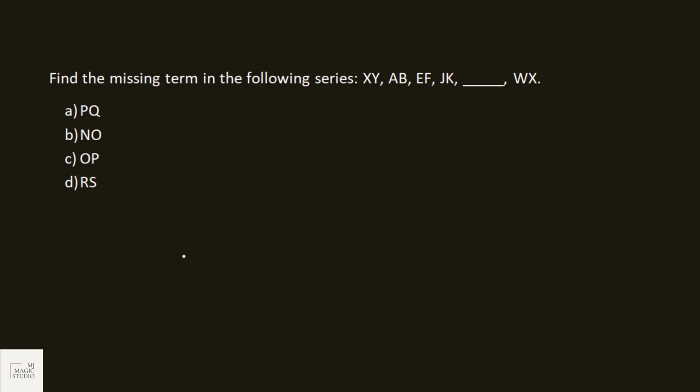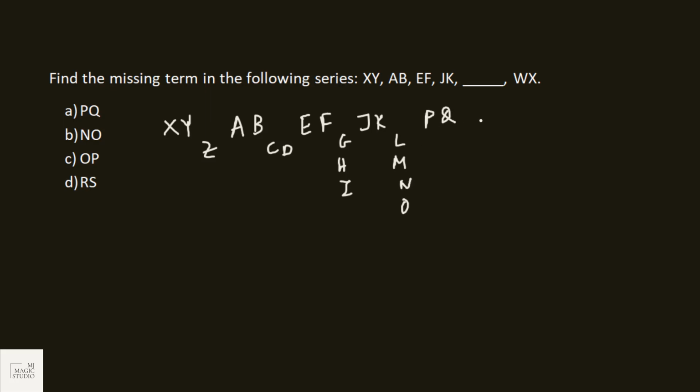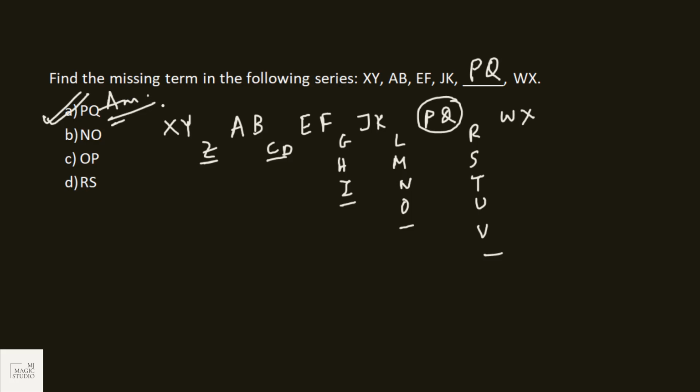Okay, we are moving to the missing term, alphabetical or numerical missing series. Find the missing term in the following series. X, Y, Z, then we have A, B, C, D, E, F, G, H, I, J, K. It should be J, K, L, M, N, O, P, Q, then R, S, T, U, V, W, X. Fit. Gap of 1, gap of 2, gap of 3, gap of 4, gap of 5. The missing term in this series should be PQ. Option A is the pick.